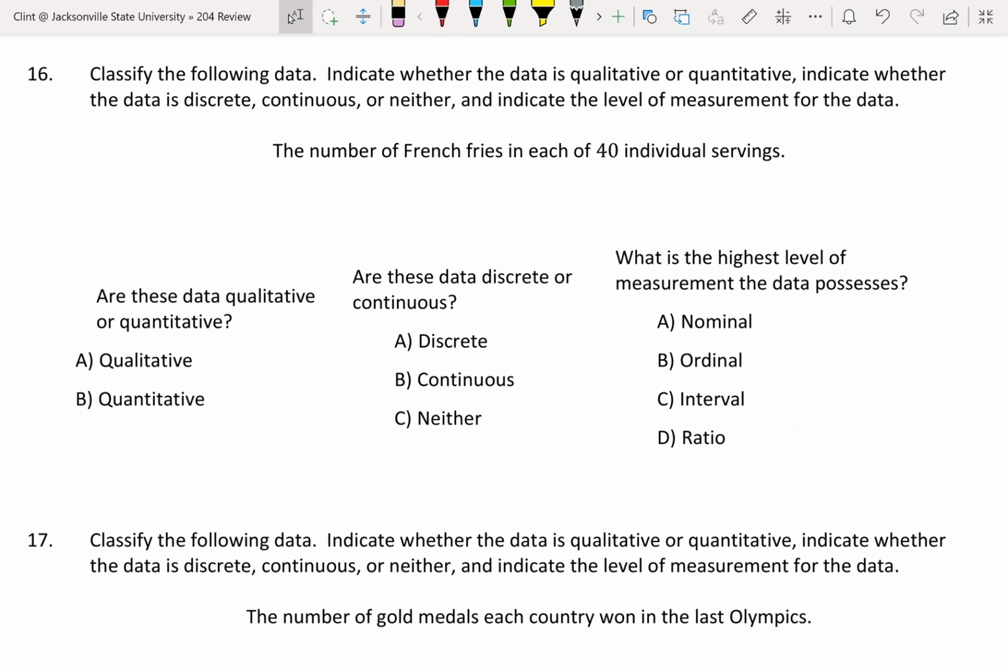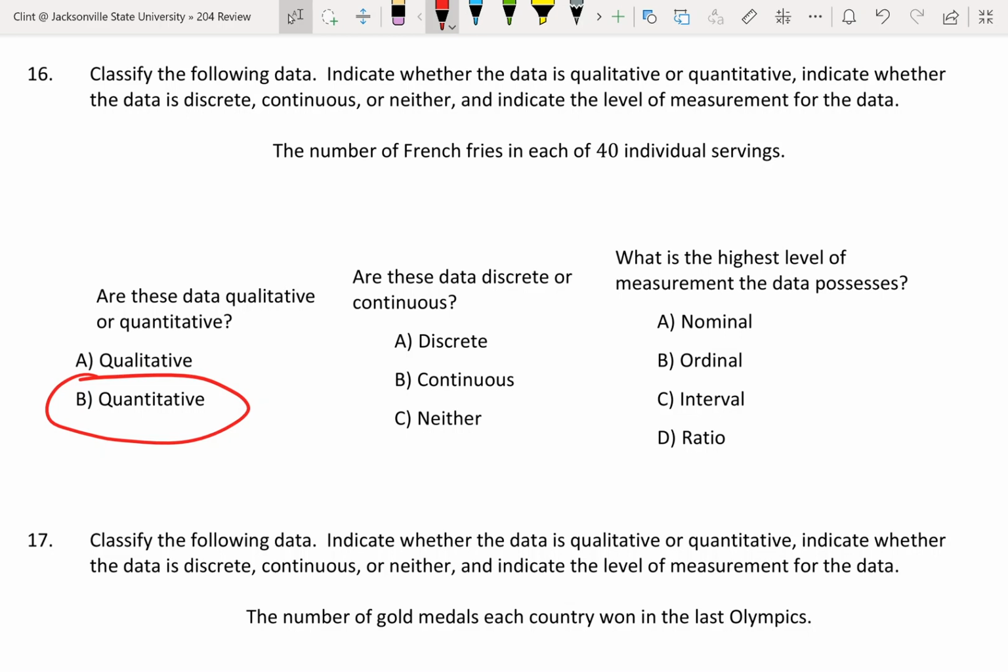16, classifying some data here. We're given the number of French fries in each of 40 individual servings. So first of all, would that be qualitative or quantitative? It'd be quantitative. We've got numerical data there, we're counting. Then we've got, is our data discrete, continuous, or neither? It is quantitative, so that means it will be discrete or continuous.